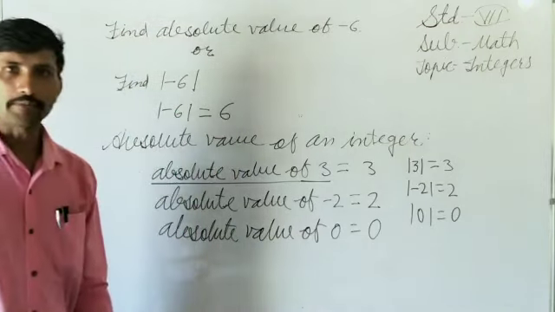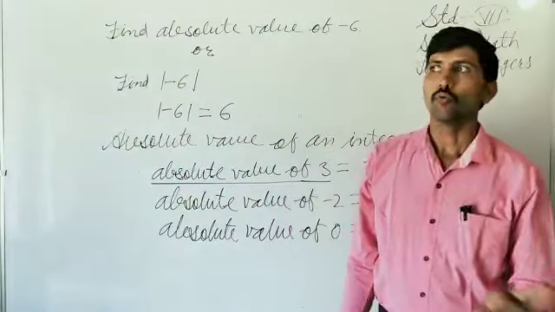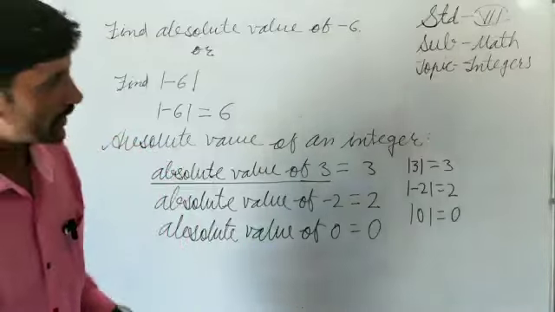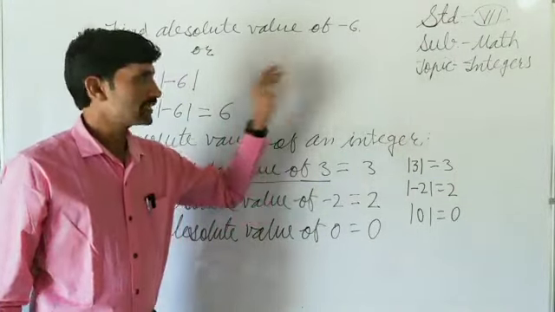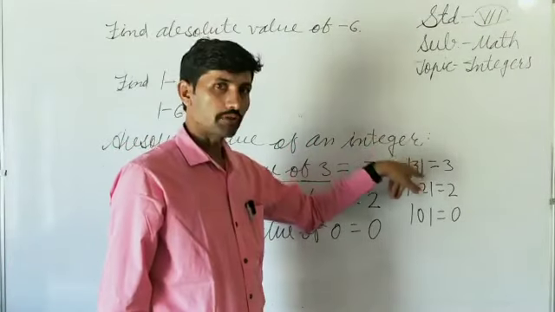So always remember, the absolute value of any integer will never be smaller than the integer. Meaning, if I take minus 5, then its absolute value will be 5. If I take minus 3, its absolute value will be 3.